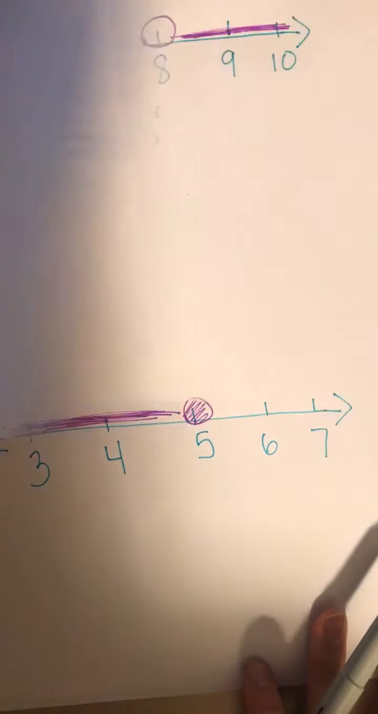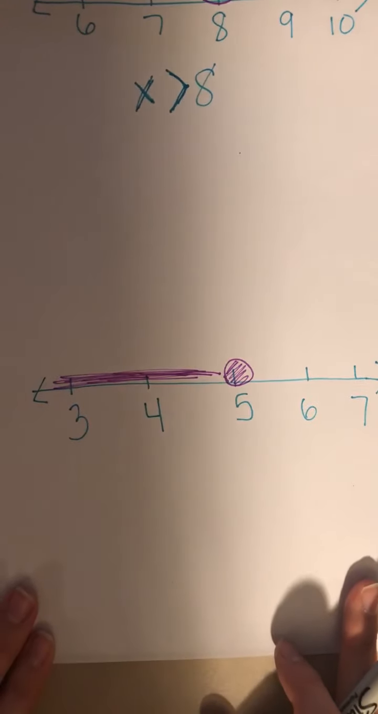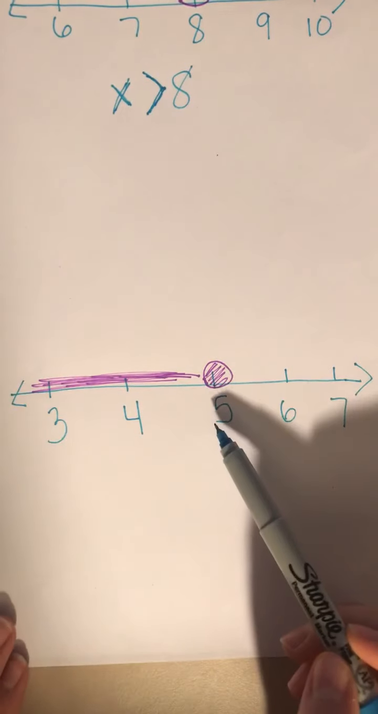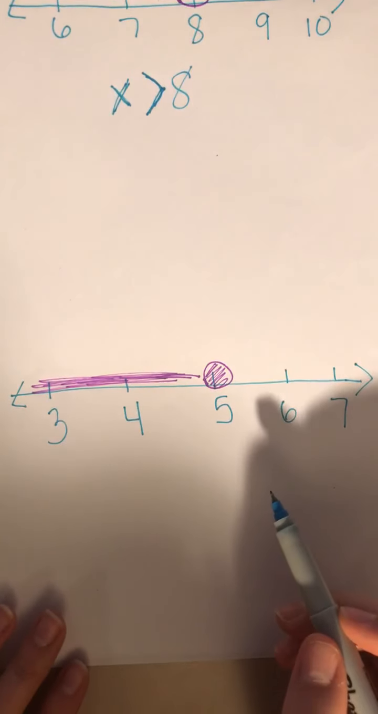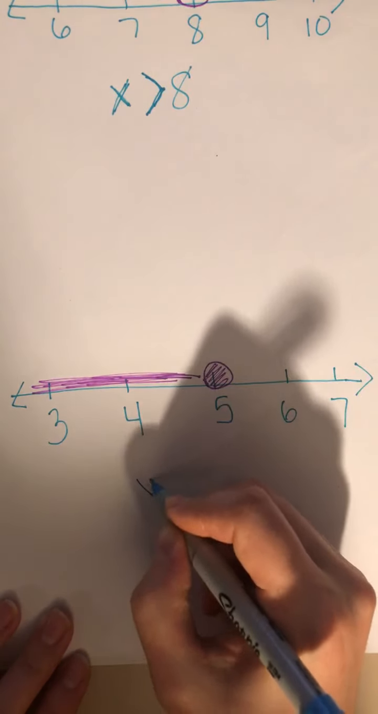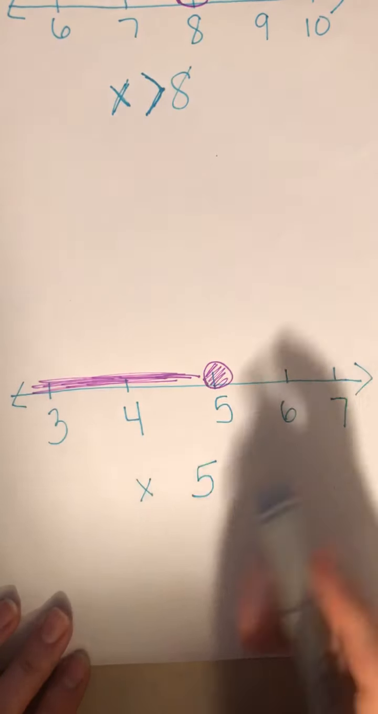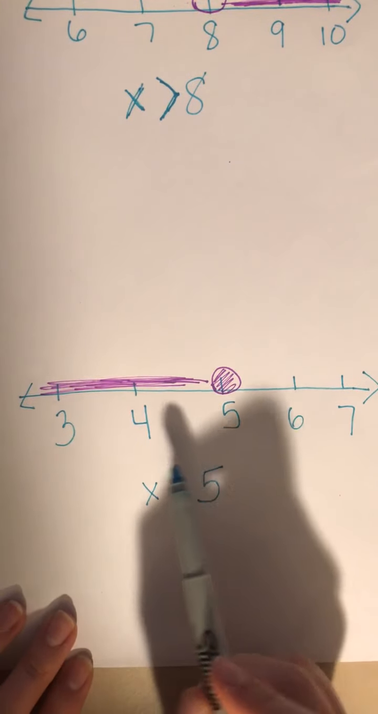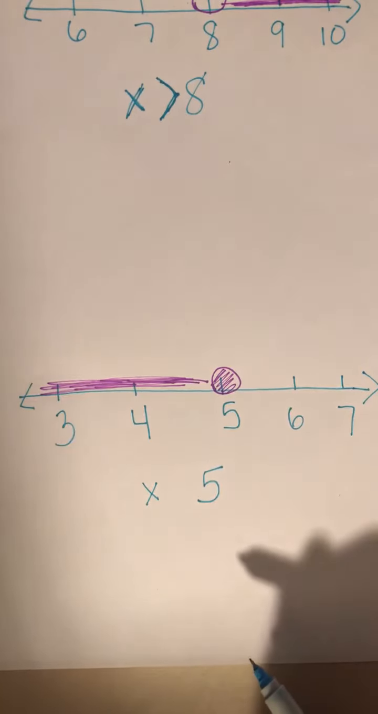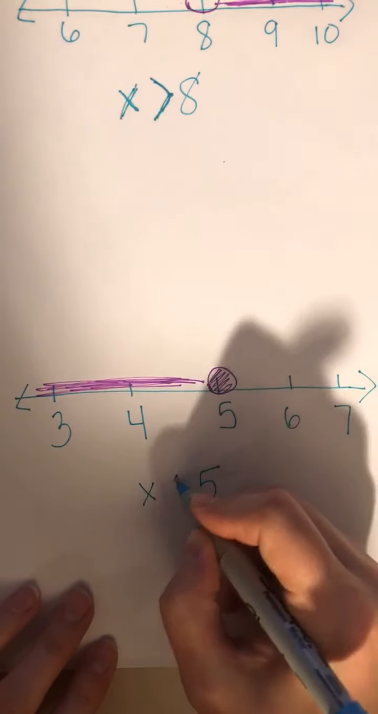Now let's look at the next one. Here I have my circle over the 5, so I know x is going to have to do with the number 5. And I notice it's shaded towards all the numbers that are less than 5. So I know that x has to be a number that is less than 5.